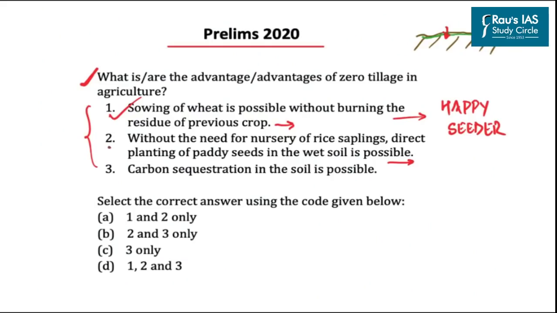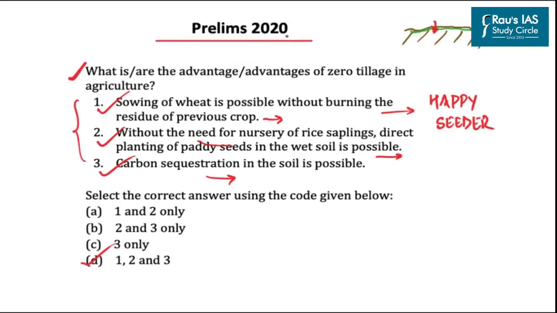And so, zero tillage can help you in the sense that without the need of a nursery, you can directly plant the paddy seeds. So that is also correct. And we have seen how the carbon sequestration question was already asked in the past, which was one of the benefits of zero tillage. And so the right answer was D, 1, 2 and 3. So that is why it is very, very important to solve the previous year question papers, because questions are often asked on concepts which have been asked in the past as well.